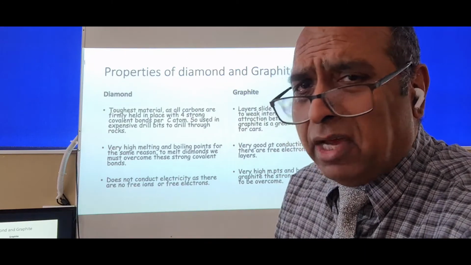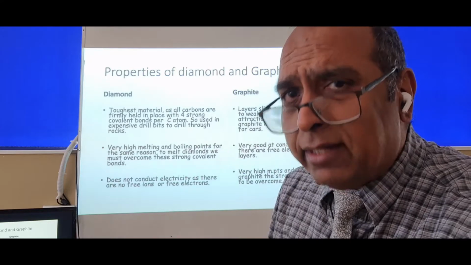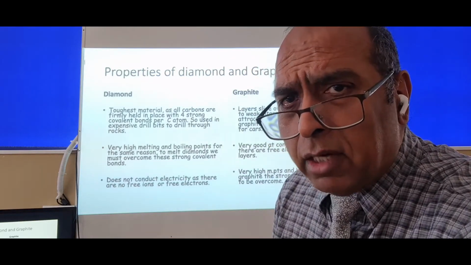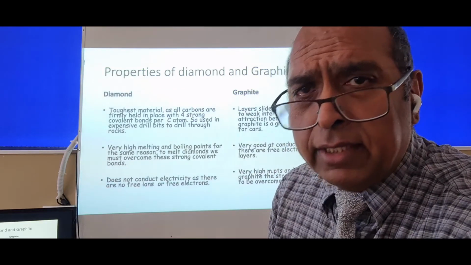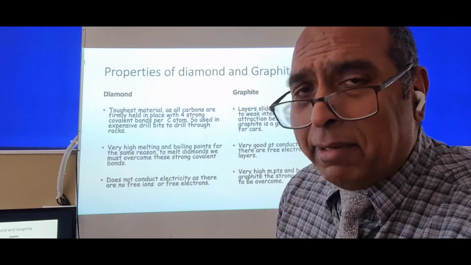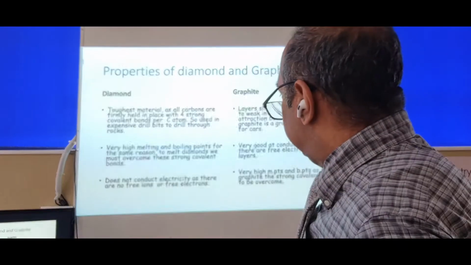Now, 4,000 degrees is a huge temperature to get in a laboratory. The kilns in our art department that are used to fire pottery reach temperatures of 1,000. We need temperatures of about 4,000 to break these strong covalent bonds.